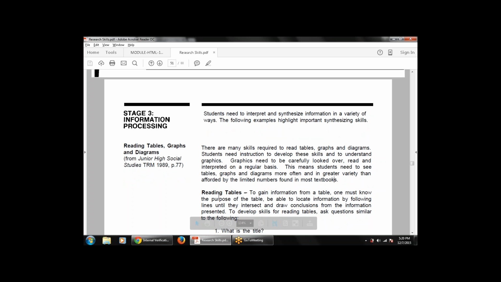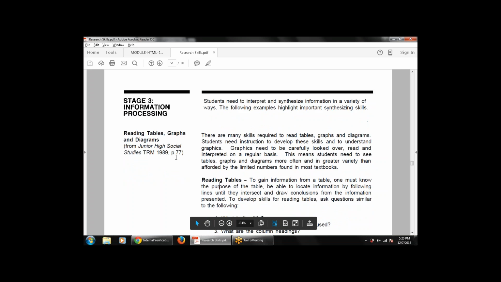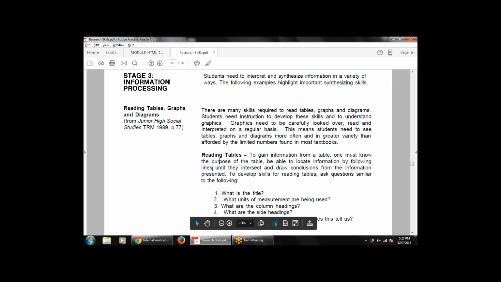Now the first part is reading the table. Let's see the differences between the tables, graphs and diagrams, and how we can read them. First is reading the tables. To gain the information from a table, one must know the purpose of the table. That is, what is the main purpose of the table, why we are building it, and what main content is available in the table.